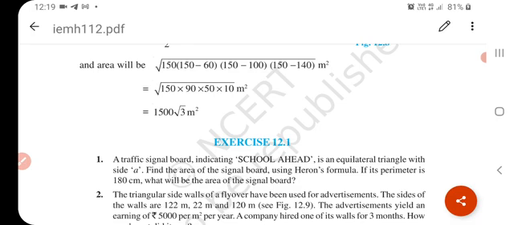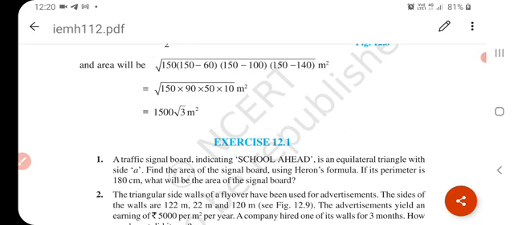Okay, so this way we complete Heron's formula. This Heron's formula is used to find the area of any triangle, where S is equal to the semi perimeter. And how to find the semi perimeter? When we divide the perimeter by 2, we get the semi perimeter.